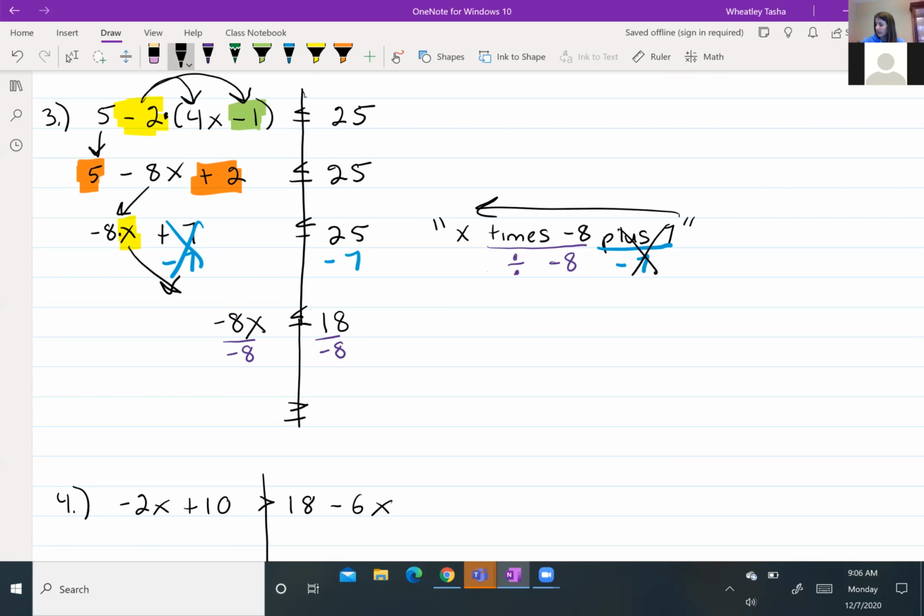Now, if I solve it, negative divided by a negative will leave us with positive x. 18 divided by negative 8 will give us, as a fraction, negative 9 over 4. And then I think that gives us, let me see. Yeah. Or x is greater than or equal to negative 2.25.